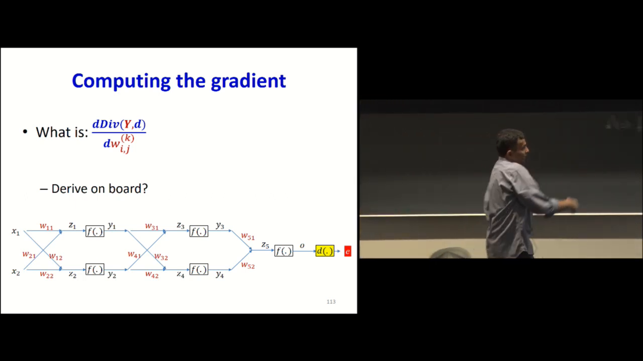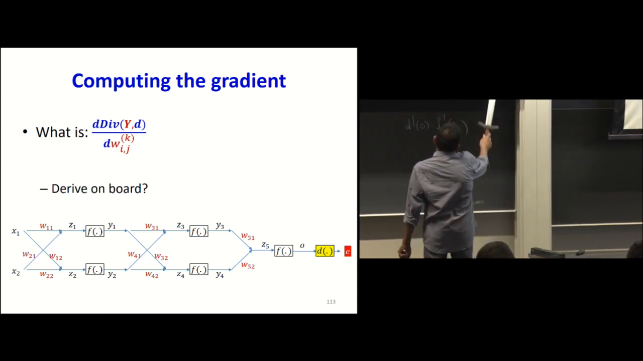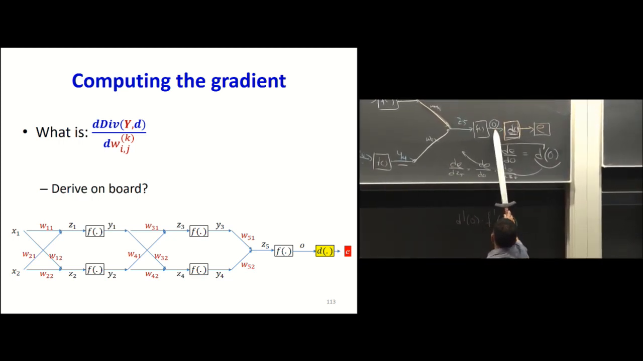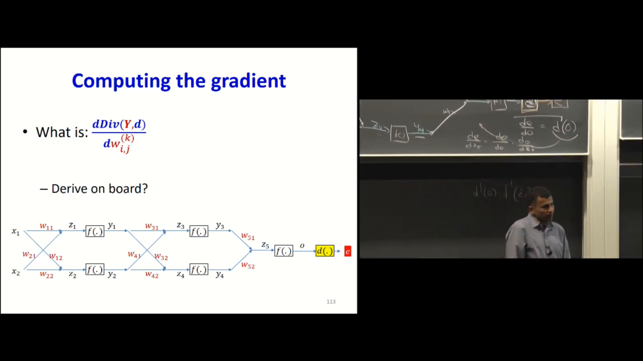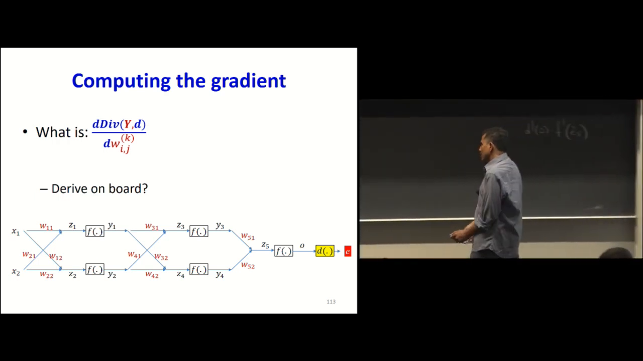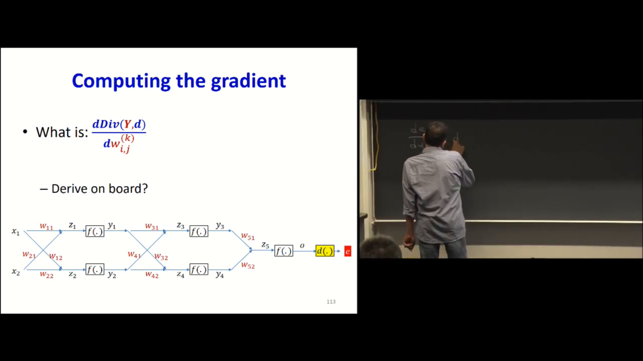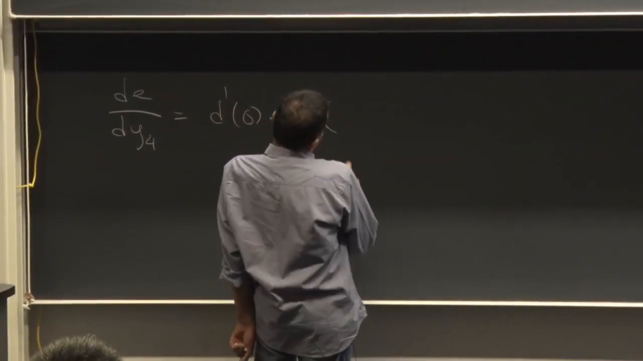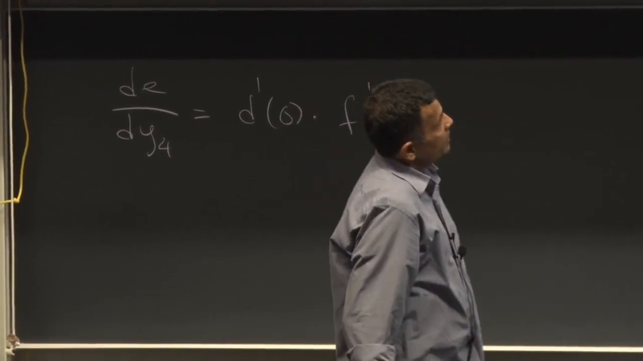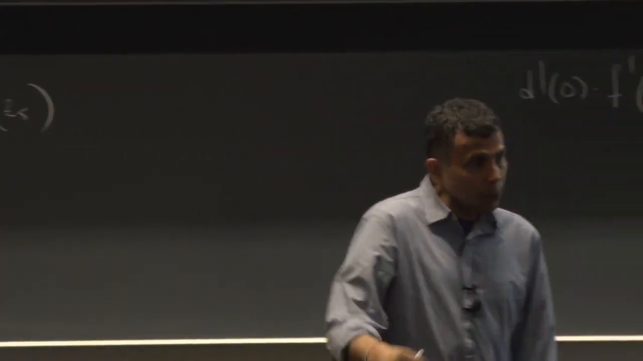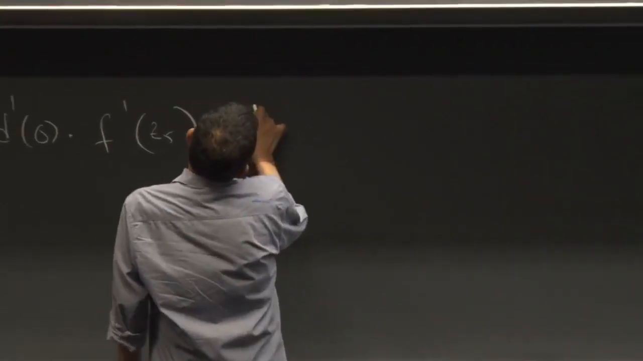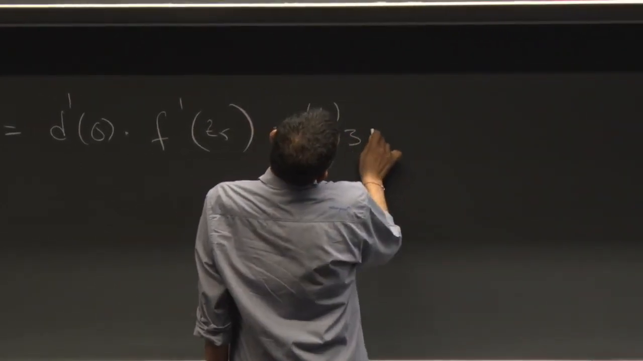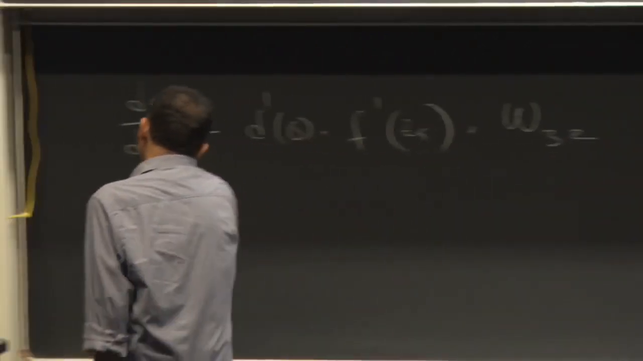You can just follow the chain back, right? So you can start from here. You're going to compute the derivative of E with respect to O, derivative of O with respect to z5, derivative of z5 with respect to y4. So you can just work your way back through the chain. And so that's going to be d prime O times f prime z5, right? And what is the derivative of z5 with respect to y4? Just the weight, because z5 is just a weighted combination of its inputs. It's affine, right? So this is going to be W32 in this case.